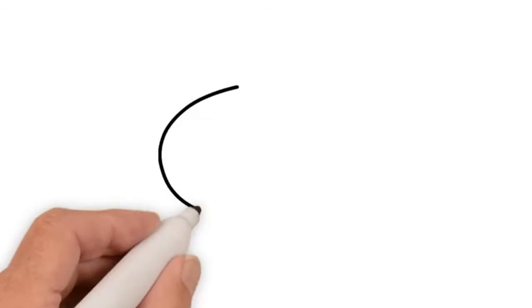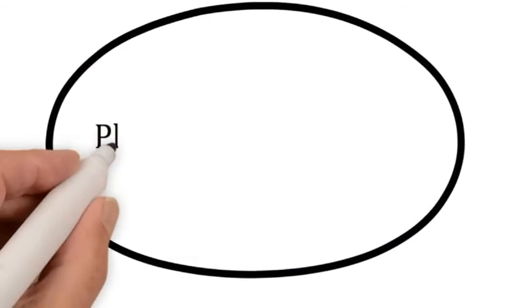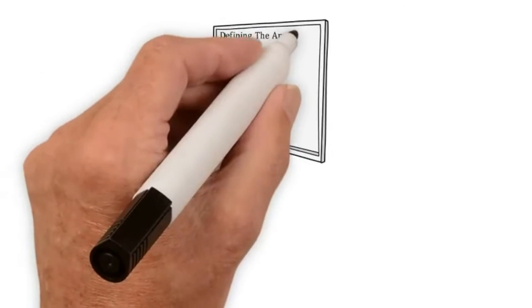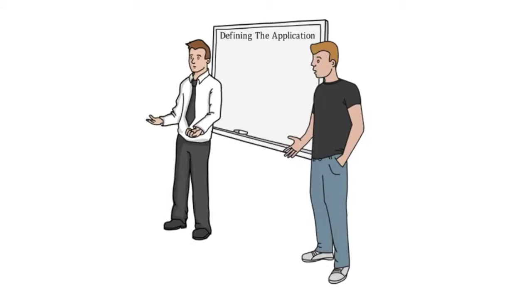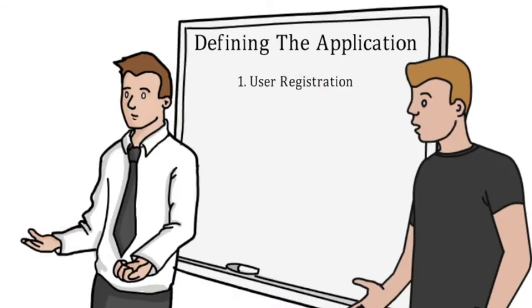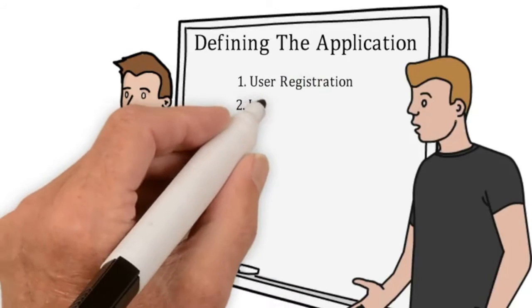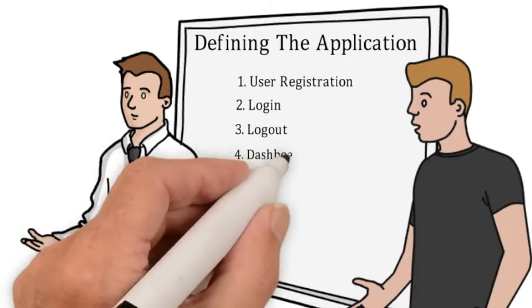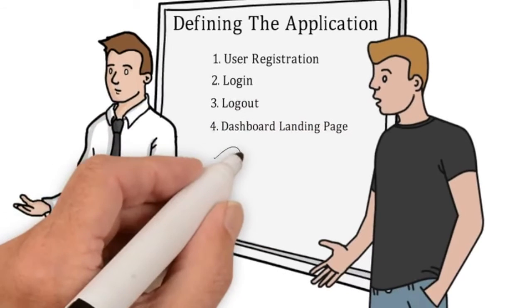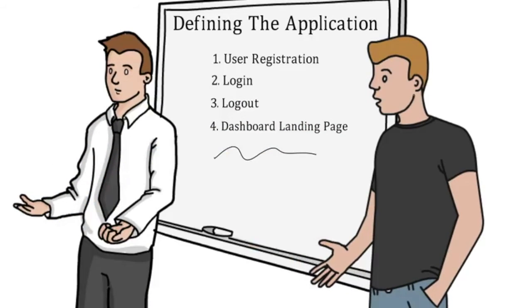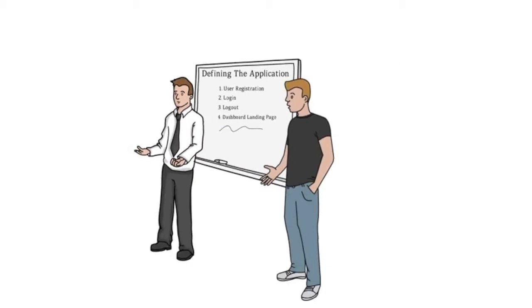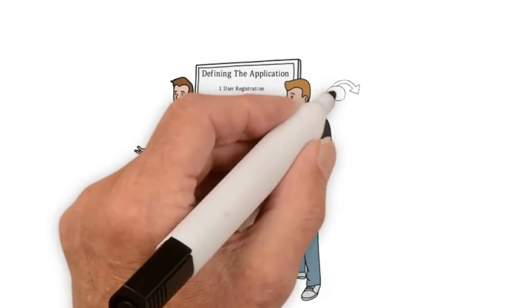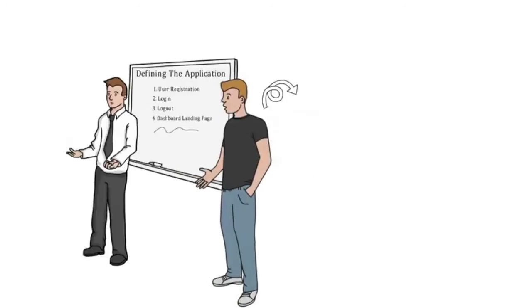This will move us into the next phase, planning the requirements. Together, the customer and the product owner will outline the requirements of the application. Let's imagine that the requirements that they've both agreed upon are as follows. 1. User registration. 2. Login. 3. Logout. 4. The dashboard landing page. And so on and so forth. Throughout this course, we'll be running multiple iterations of the SDLC, to which new requirements and new features will be added.